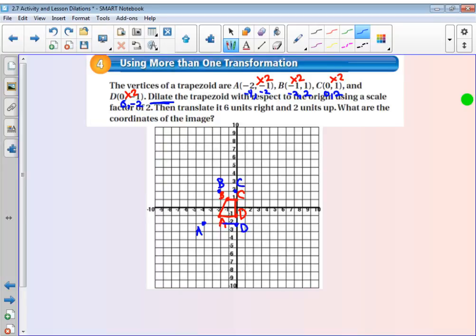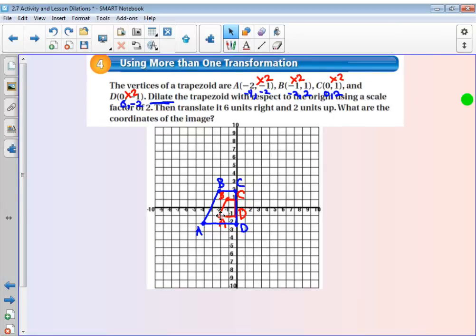So here's my new trapezoid. Once again, those are the same shapes. It's just one is larger than the other, or two times larger. Okay, so the next step that it says, then we're going to translate the unit 6 units to the right and 2 units up.